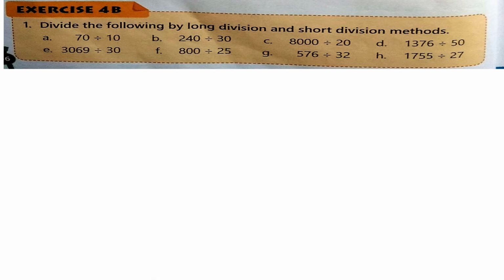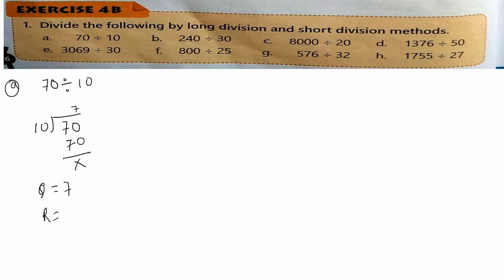So number A, 70 divided by 10. So 7 0 10. So 10 7s are 70. Done. So here Q is equal to 7 and R is equal to 0.